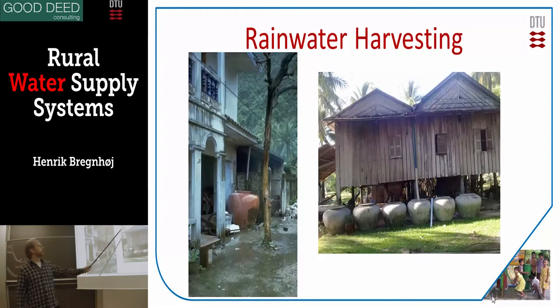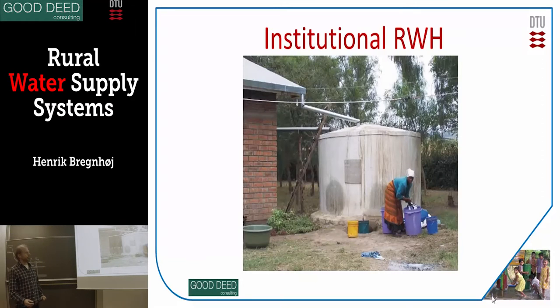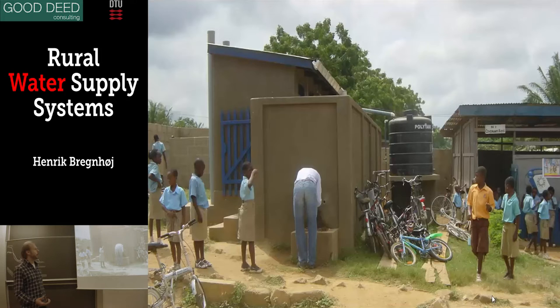And here they are also collecting the water from the roof in one gutter. You can see it's very simple. They're filling one jar here, and then they're moving onto the next one. So that was some private ones. You can also have it institutional. Here is a school, I think, or another institution where the tank is much bigger and very well built and expensive to build, and you can also have it in plastic, from a school in Ghana.